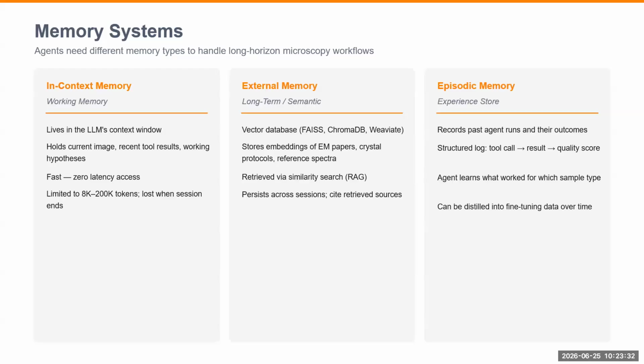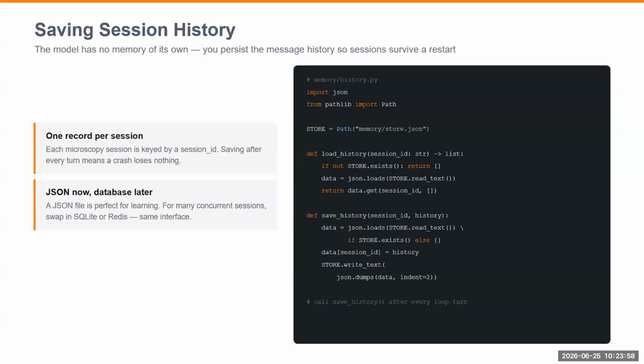And then we have the episodic memory, which records the past agent runs and their outcomes. This is how we teach our agent to learn from its past experiments. This also allows us to do some type of benchmarking or understanding of the agent. So we can record things like the tool call, the result, and the quality score of that result. This allows the agent to learn for each sample type. And this is just an example of how we can save the session history. I will just skip over this slide.